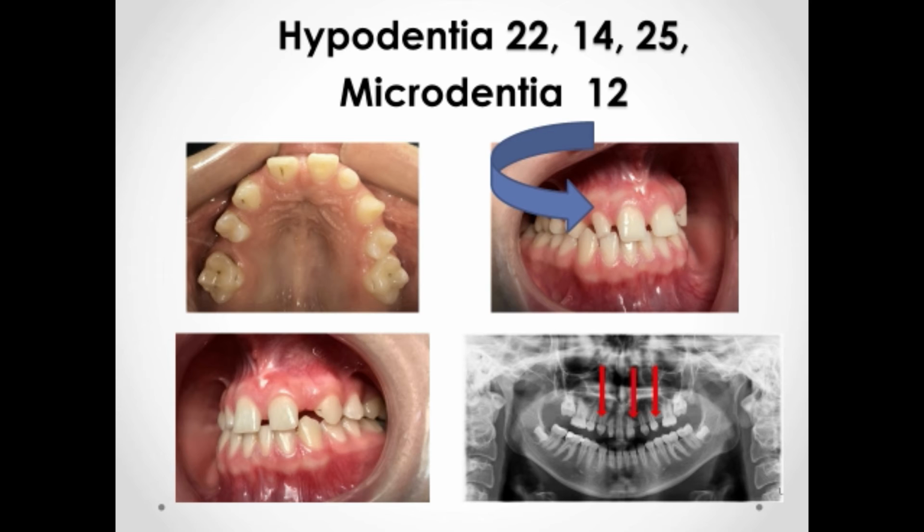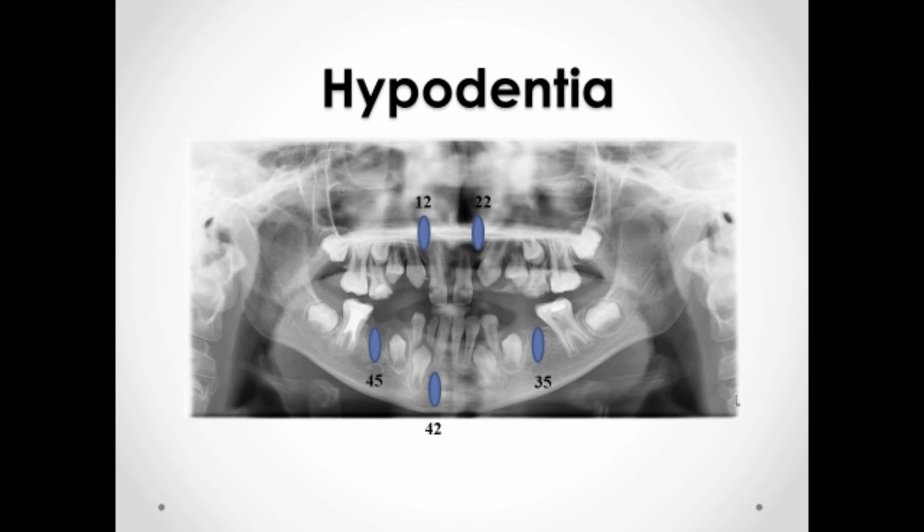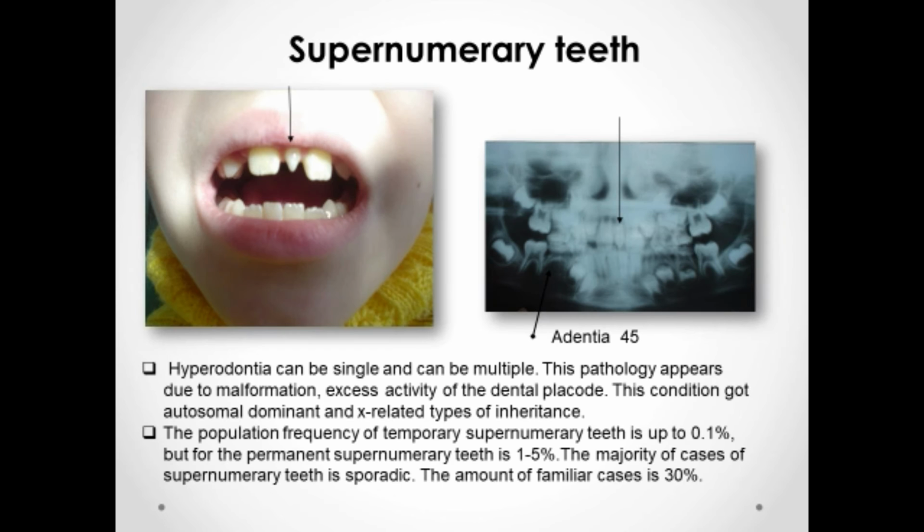Also, we can notice on the upper right picture microdontia of the 12th tooth. On this slide we see an orthopantomogram of a patient with multiple hyperdontia. Hyperdontia is having supernumerary teeth. Hyperdontia can be single and can be multiple. This pathology appears due to malformation, excess activity of the dental placode.